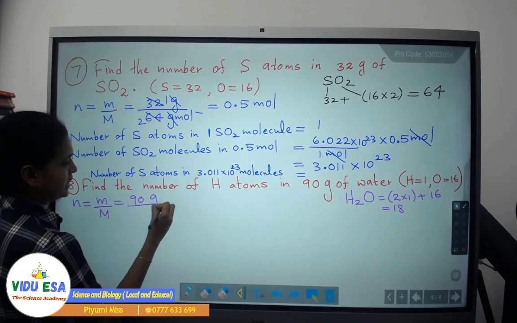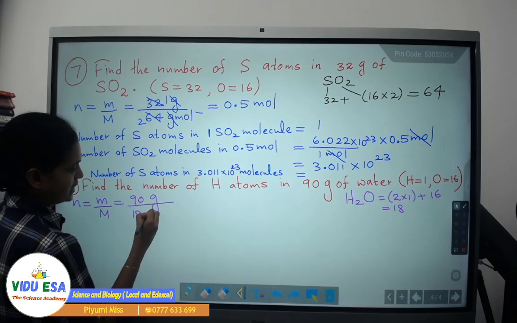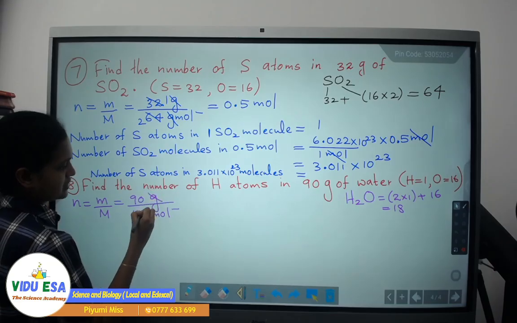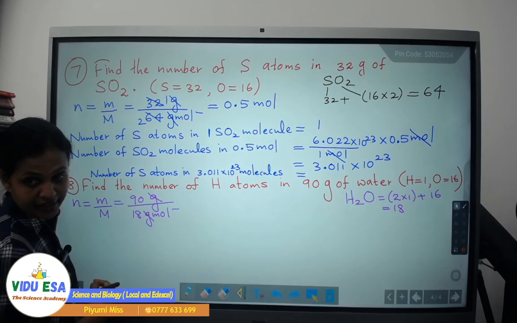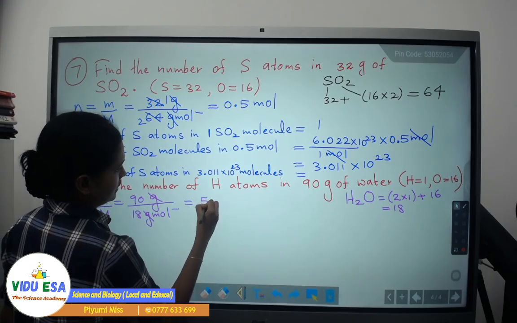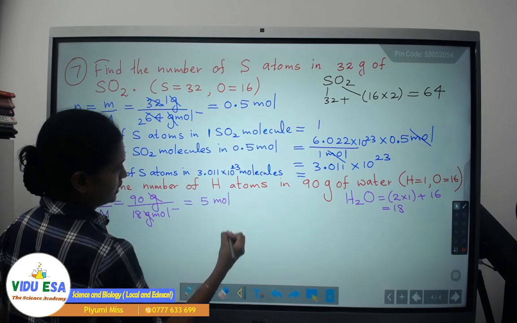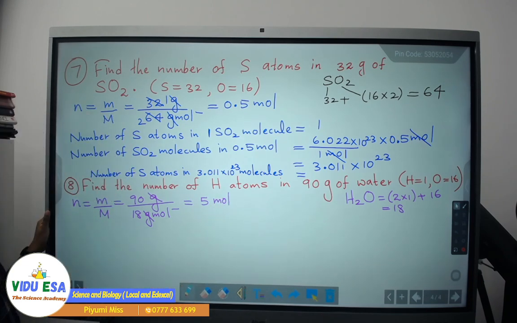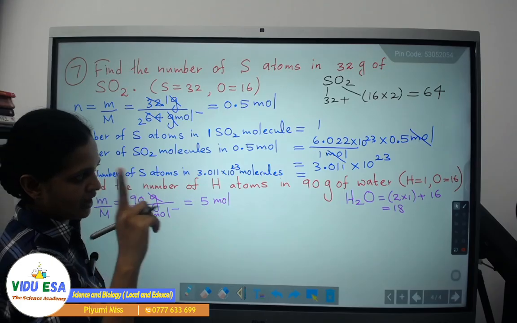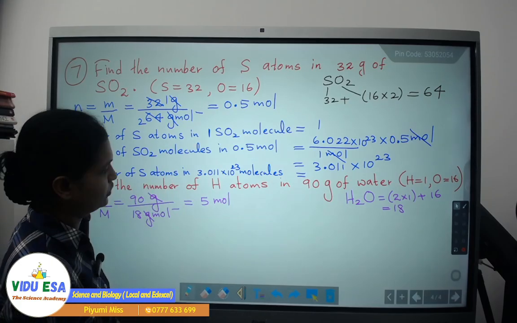Relative molecular mass is 18. We have to take it in grams. That is the molar mass, 18 grams per mole. Right? Grams, grams. 90 divided by 18, that is 5. There, 5 moles of water is there. Find the number of hydrogen atoms. The number of hydrogen atoms in one molecule is 2, H2O.